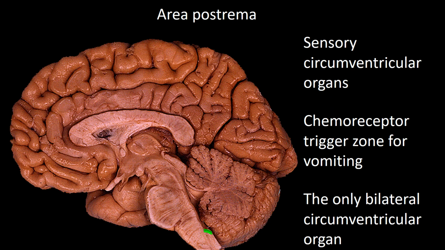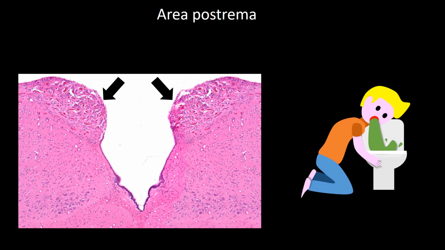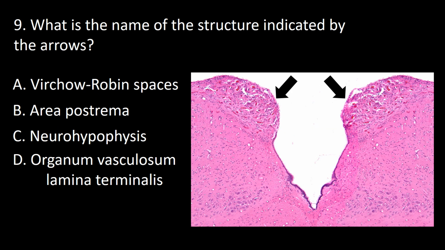And the 7th, the area postrema, indicated here. The area postrema is located on the dorsal surface of the medulla oblongata at the caudal end of the fourth ventricle. It is connected to the nucleus of the solitary tract and the dorsal motor nucleus of the vagus, making up the dorsal vagal complex. The area postrema has a sensory function. It is considered the chemoreceptor trigger zone for vomiting. As you can see, it's a bilateral organ. So the answer to this question is B.